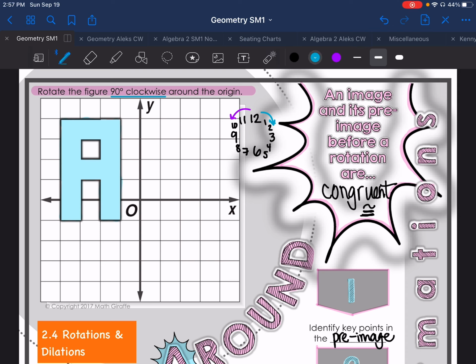All right, and then it says about the origin. It's always going to give you a place of reference. So I'm going to go right here to the origin, and I'm going to put a little purple dot. I'm doing this because you can use that point that you're going to rotate around as a reference, or you can use a little trick. So I'm going to show you two different things that you can do.